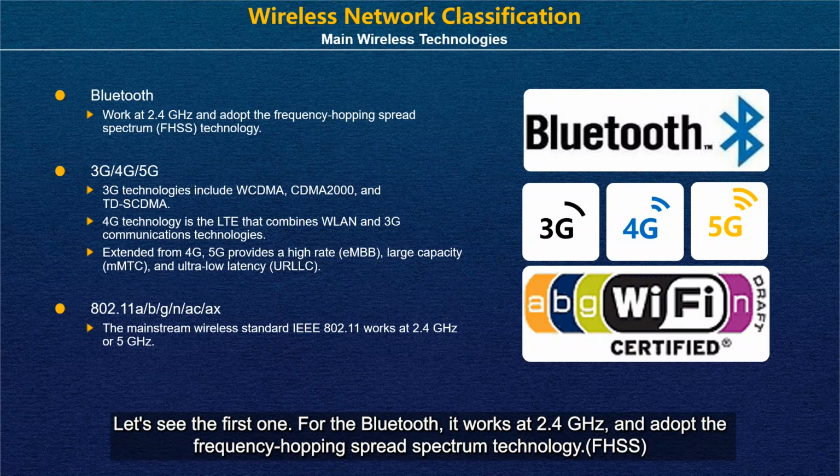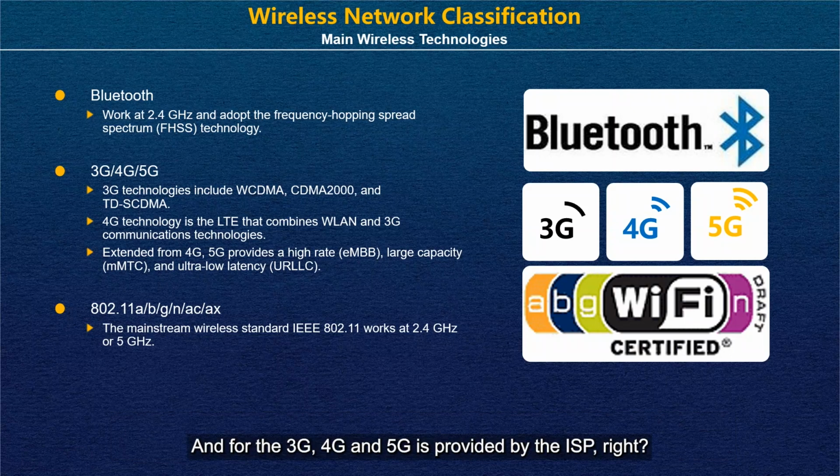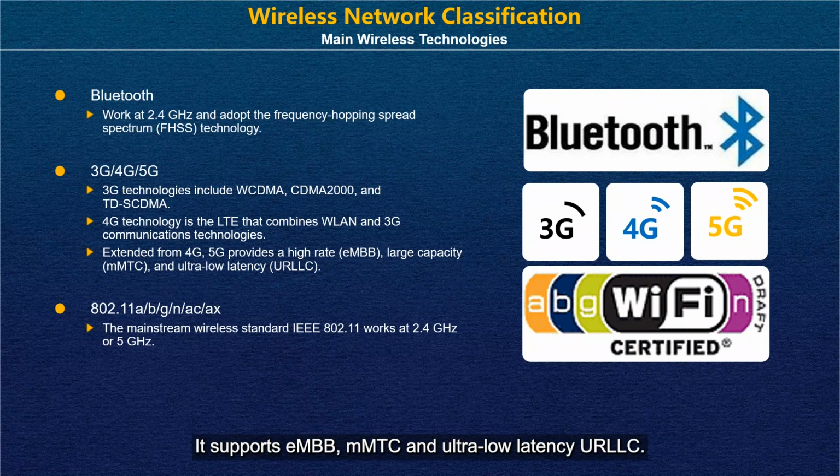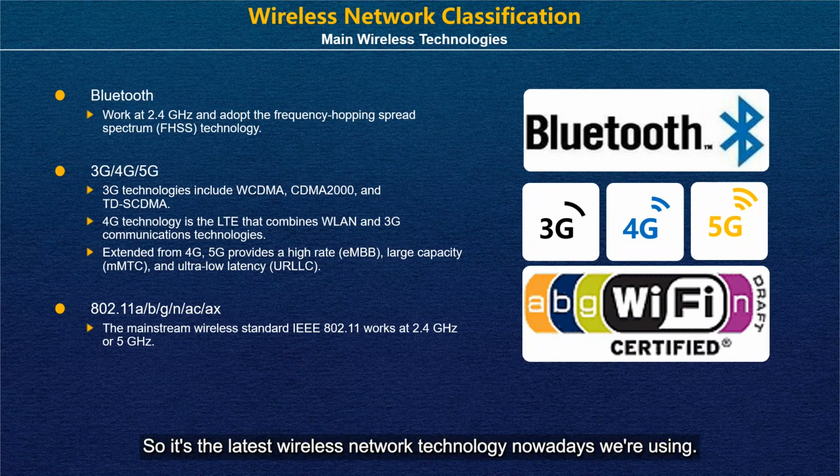For Bluetooth, it works at 2.4 gigahertz and adopts the frequency hopping spread spectrum technology, FHSS. And 3G, 4G, and 5G are provided by the ISPs, right? And the latest one is 5G. It supports eMBB, mMTC, and ultra low latency URLLC. So it's the latest wireless network technology we're using nowadays.